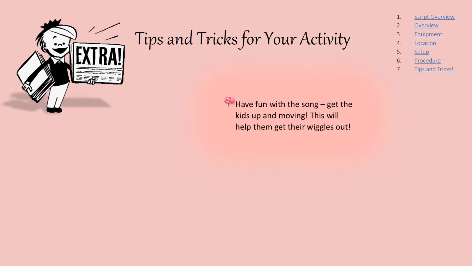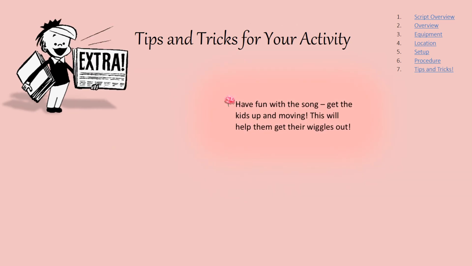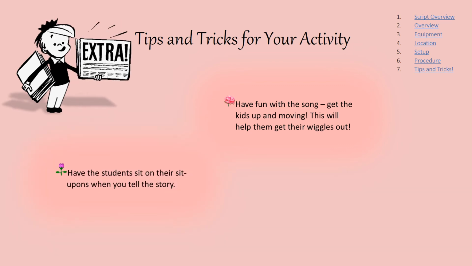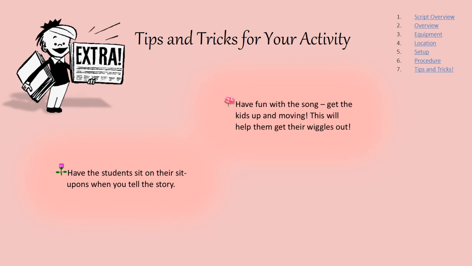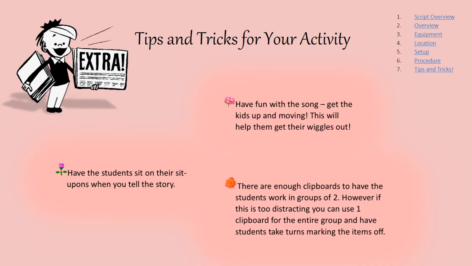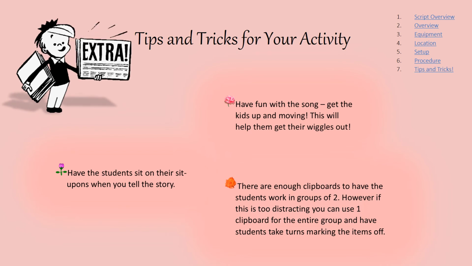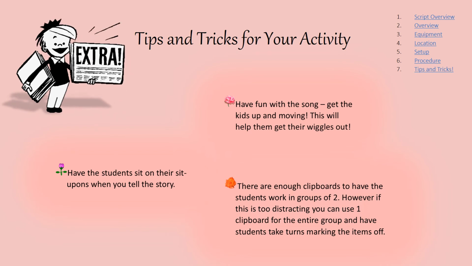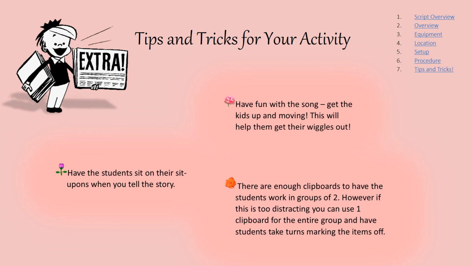Have fun with the song. Get the kids up and moving. This will help them get their wiggles out. Have the students sit on their sit-upons when you tell the story. There are enough clipboards to have the students work in groups of 2. However, if this is too distracting, you can use one clipboard for the entire group and have students take turns marking the items off.